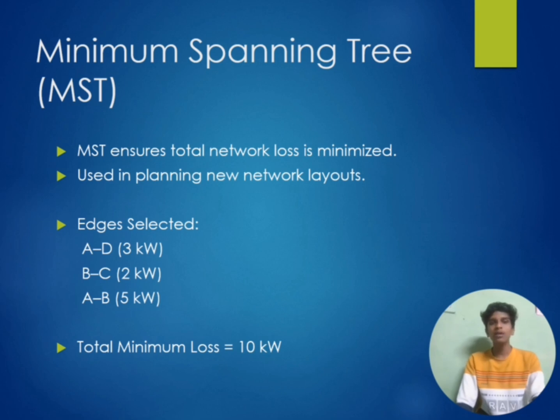An algorithm like Kruskal's or Prim's would look at our graph and select the most efficient edges one by one without forming a cycle. So in our slide, we have edges A to D which has a loss of 3 kilowatts, D to C which has a loss of 2 kilowatts, and A to B which has a loss of 5 kilowatts. Now all 4 stations are connected and the total loss of our entire network is just 10 kilowatts, the minimum possible.